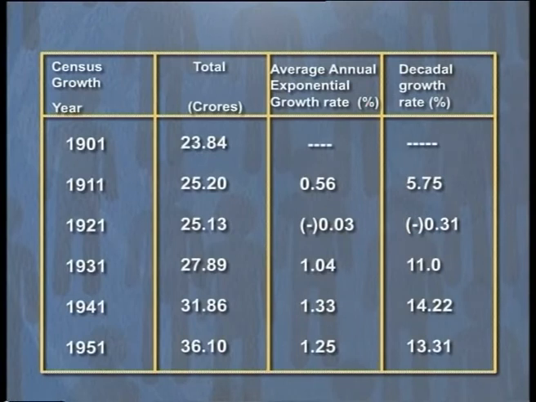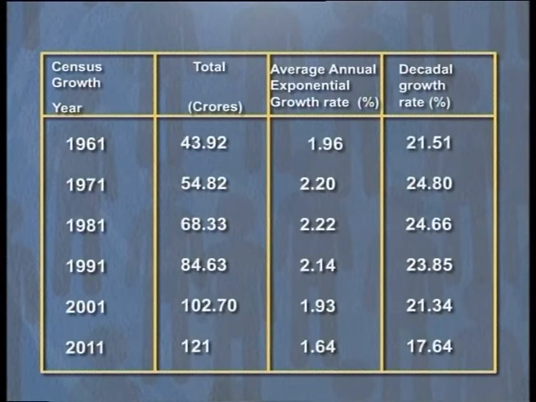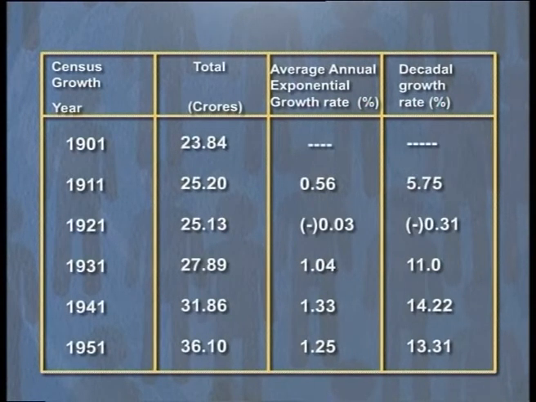Let us now look into the table that presents the size and growth of population in India during 1901 to 2011. We have a table with 4 columns. The first column is census expressed in years, then total population expressed in crores, average annual exponential growth rate expressed in percentages, and decadal growth rate expressed in percentages. Let us look into these details year-wise. In the year 1901, the total population was 23.84. We do not have the information pertaining to the average annual exponential growth rate and decadal growth rate.